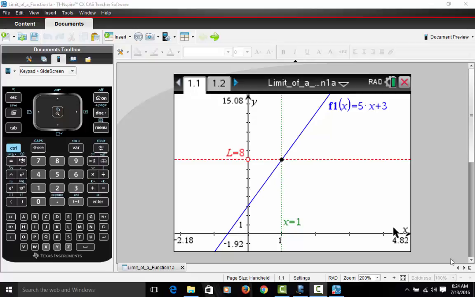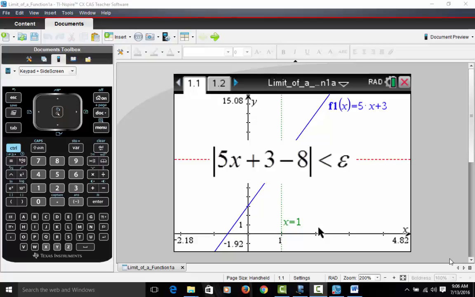And what do we mean by small? Smaller than any positive number. In mathematics, we often use epsilon to represent an arbitrarily small positive number. Therefore, when we say the values of f of x equals 5x plus 3 are close to 8, we write the absolute value of 5x plus 3 minus 8 is less than epsilon. But we should also observe that we don't expect the absolute value of 5x plus 3 minus 8 to always be small, only when the values of x are close to 1.